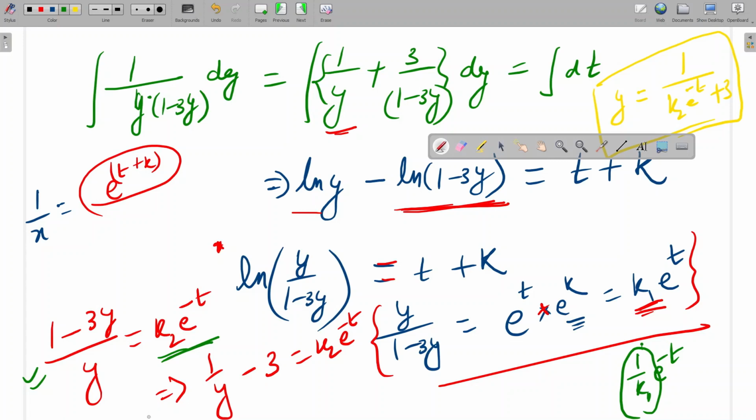Is it clear? Yeah, it's clear, sir. Okay. So based on this equation, 1 by y will be 3 plus k2 e to the power minus t, and y will be 1 by k2 e to the power minus t plus 3. I think it will be clear?